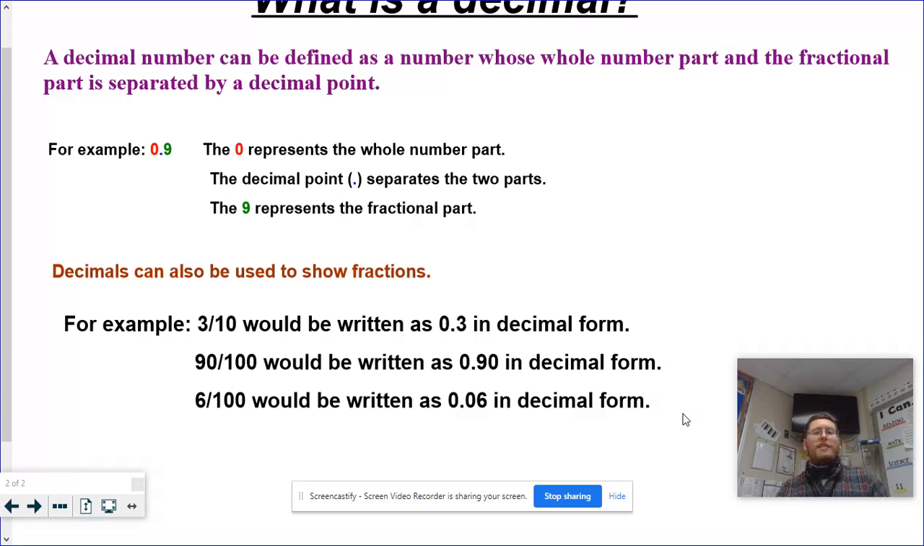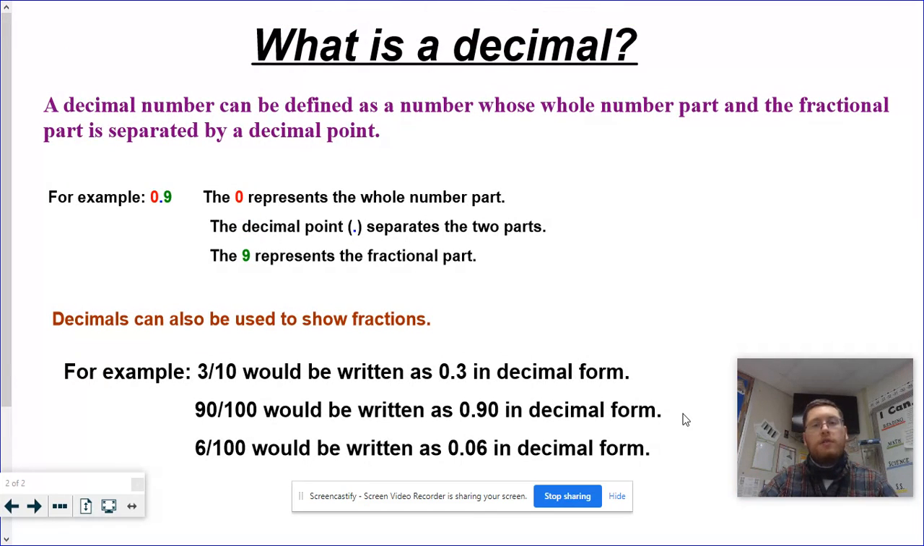Now, in lesson 3.8, we're going to talk more about tenths place. We're going to focus solely on tenths place. So check out that video 3.8, and it's going to show you exactly what we're talking about when we talk about tenths place. Further along, we're going to talk more about hundredths place and how to be able to convert between the two for decimals and fractions.